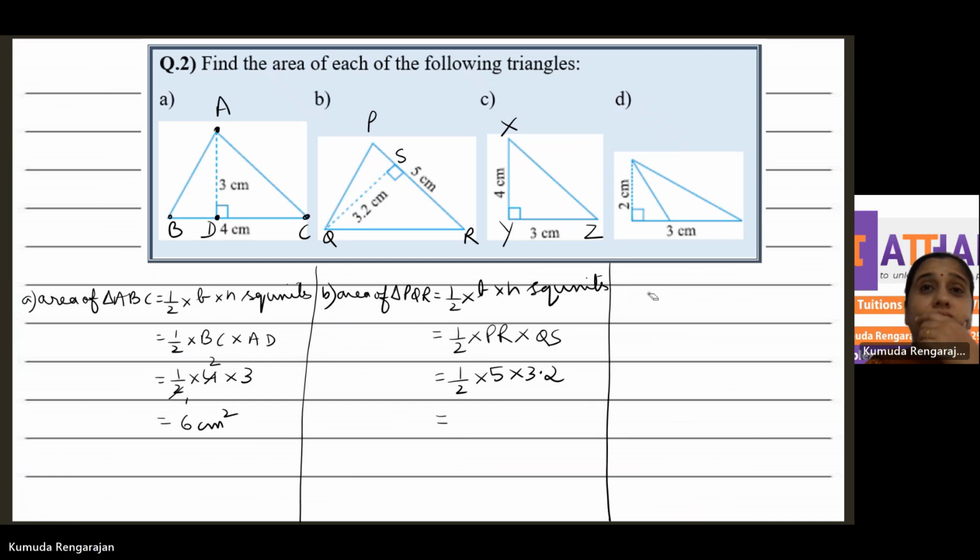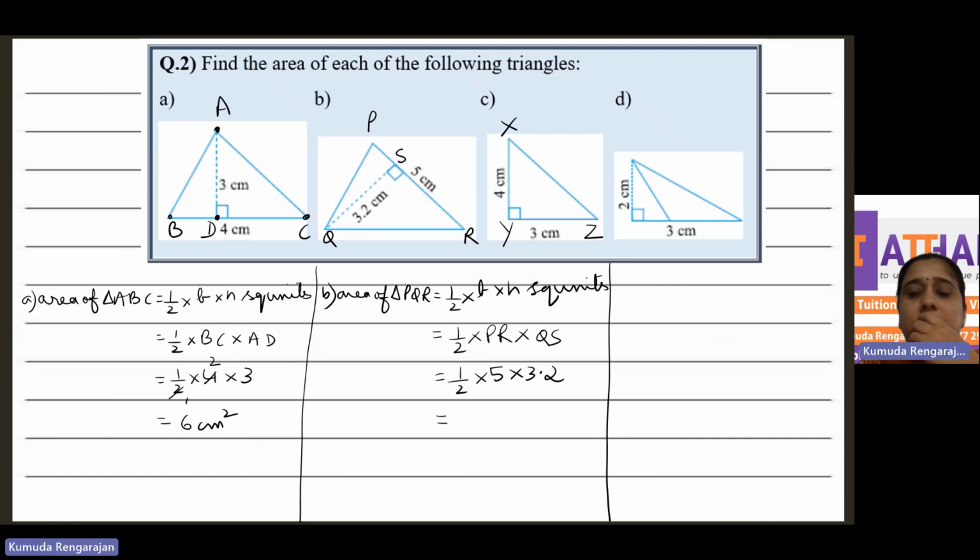Can we? You want to do it? Okay. Yeah, okay. Tell me the answer for the second one. 16. 16? 16. For the second one, you're saying? No.